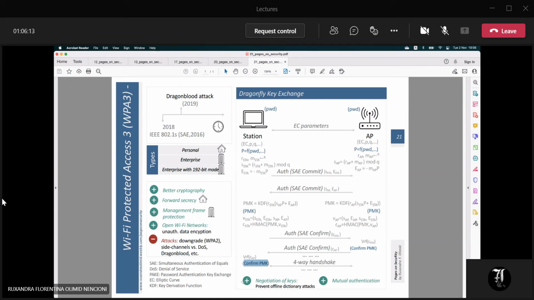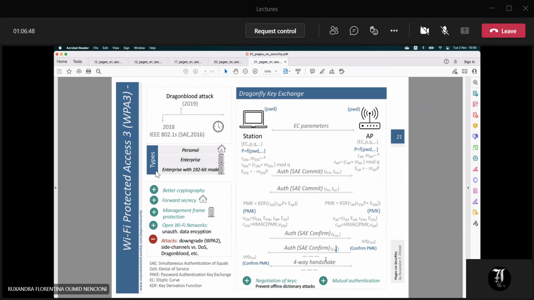And here we also have, of course, mutual authentication, because this commitment and then confirmation is also proof that the AP knows this password here. If it doesn't know the password, it cannot compute the S and the A correctly, and then it cannot compute the PMK correctly, and it cannot send the confirm message. So see here.